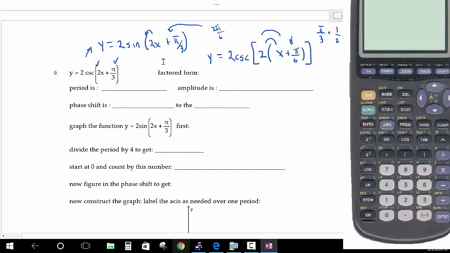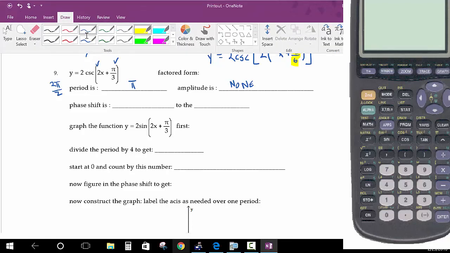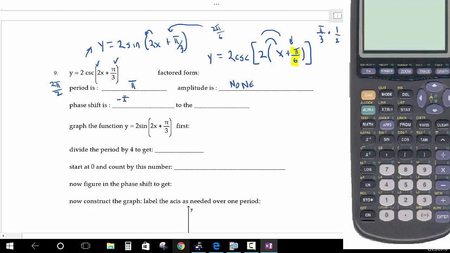Now if we identify everything, the period comes from this number 2. So the period is 2 pi over 2, so that's pi. The amplitude, we don't have one for the cosecant, but the amplitude of the sine wave is going to be 2, so when we graph the sine wave, we're going to have to consider that. The phase shift, since we did this in a factored form, is going to be that number to the left, so we write that as negative pi over 6, to the left. And then we need to be sure we divide the period by 4 to get the increment. The increment is the period, which is pi, divided by 4, so we end up getting pi over 4.